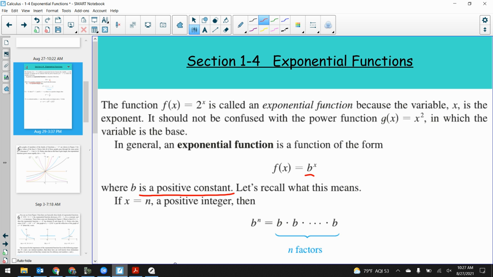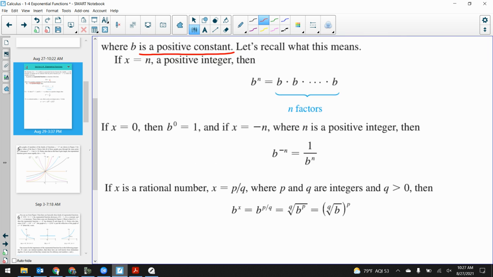Let's recall what that means. So remember that any power, b to the n, is going to be the repeated multiplication, n times over, on itself. N factors of b. If x is 0, then b to the 0 is 1. If x is negative, where n is a positive integer, it's going to flip, right? The base cannot be negative, but the exponent can be negative. We know what happens with a negative exponent. It just flips down into the denominator.